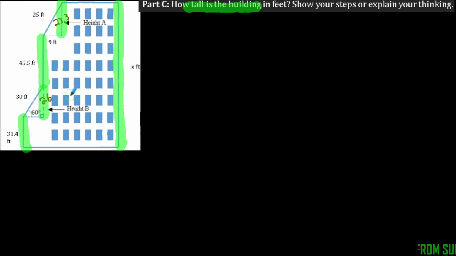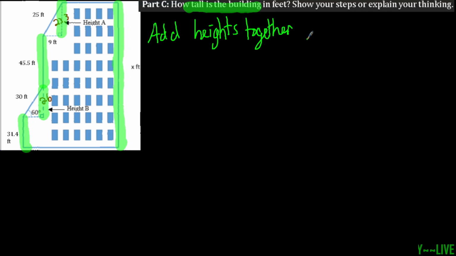And this makes sense because if you think about that rectangle, that shape that I showed you before in number 5, the previous question, we said that those opposite sides are equal on a rectangle. So even though this doesn't make a perfect rectangle, it still has those same shapes. So if we add all these heights together, we're going to be okay. So let me write it like this. So let's say add heights together to get x.